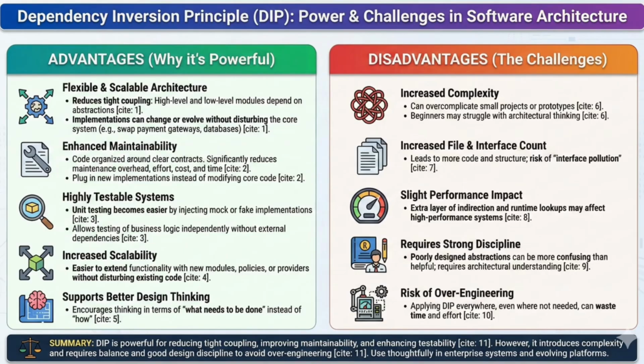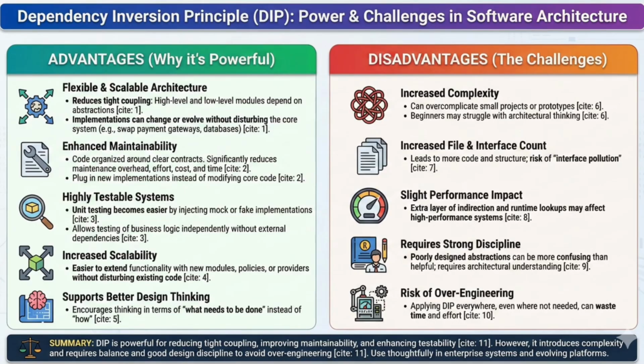Another disadvantage is the increased number of files, interfaces, and abstraction layers. Applying DIP strictly means introducing an interface or abstraction for almost every important dependency. This leads to more code, more structure, and sometimes extra mental overhead for understanding flow. When overused, it may lead to interface pollution, where hundreds of small abstractions exist, even for trivial behavior. This can make navigation and code exploration harder if not managed properly.